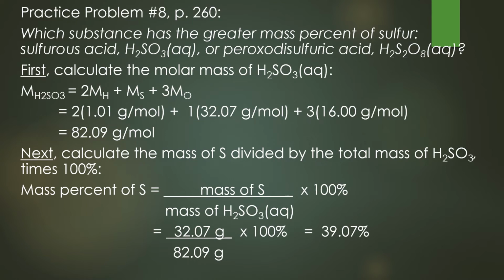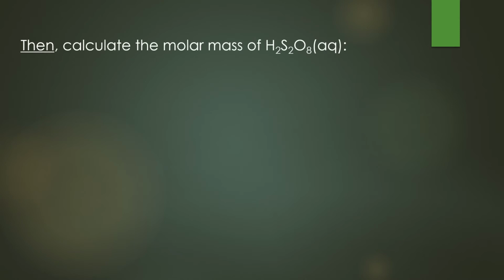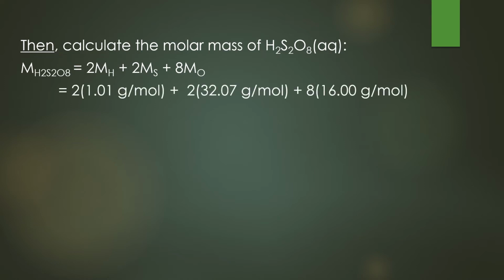Now we will do the same thing for the H2S2O8. And again, you calculate the molar mass. So again, you have 2 moles of hydrogen, 2 now of sulfur, and 8 of oxygen. You plug in your values from the periodic table, and you get a total molar mass of 194.16 grams per mole.